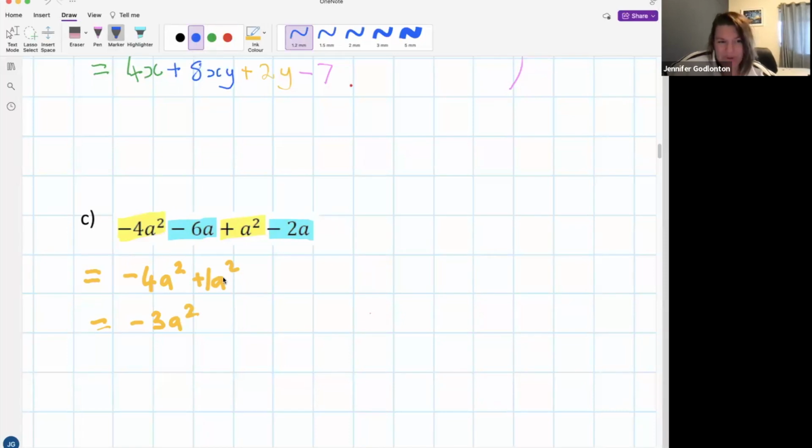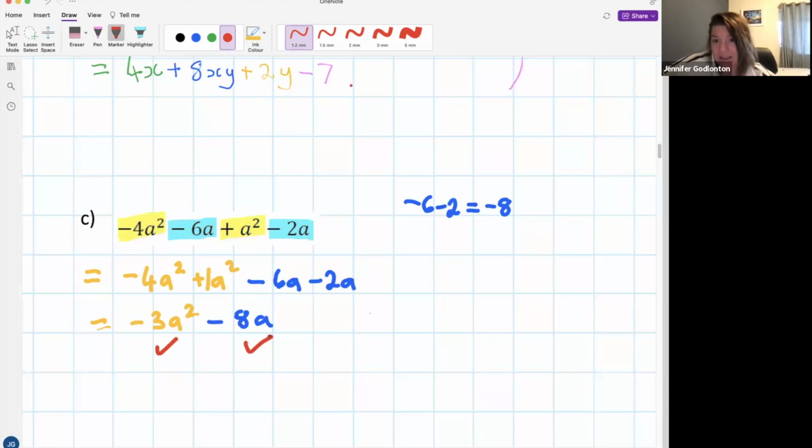Now let's look at our blues. I've got negative 6a minus 2a. So we've got to be careful. If we have negative 6 minus 2, if you just pop that into your calculator, you're going to see you get negative 8. So we're just going to write it exactly like that. We're going to have negative 8a. And that's going to be our final answer. And you know what's the most awesome thing with a question like this, guys? You get 2 marks for doing that. 1 for each of those terms. How nice is that? It's just like marks in your pocket. It's glorious.